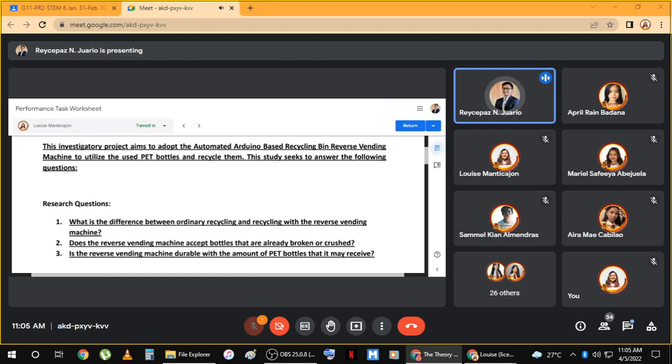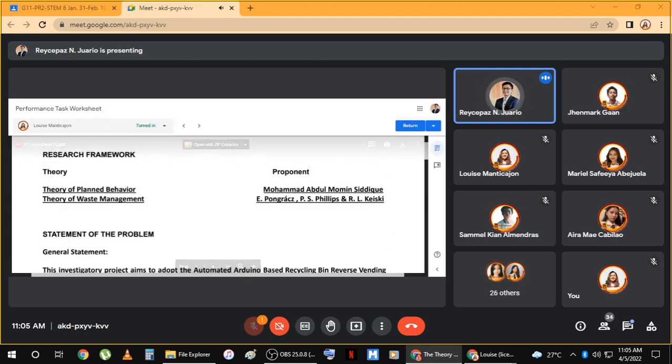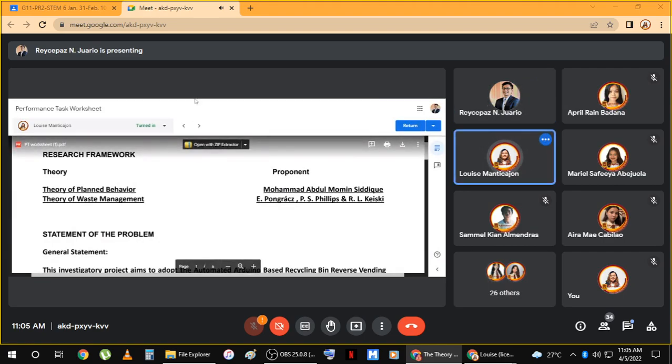This study seeks to answer the following questions. Does the reverse vending machine accept bottles? Is the reverse vending machine durable with the amount of PET bottles that it may receive? Now, first question, why did you include the theory of planned behavior? It can be applied to the first question, sir: what is the difference between ordinary recycling and recycling with the vending machine? With that theory, we can know the reaction of people to both ordinary recycling and vending recycling, sir. The theory of waste management answers for the recycling itself, sir.